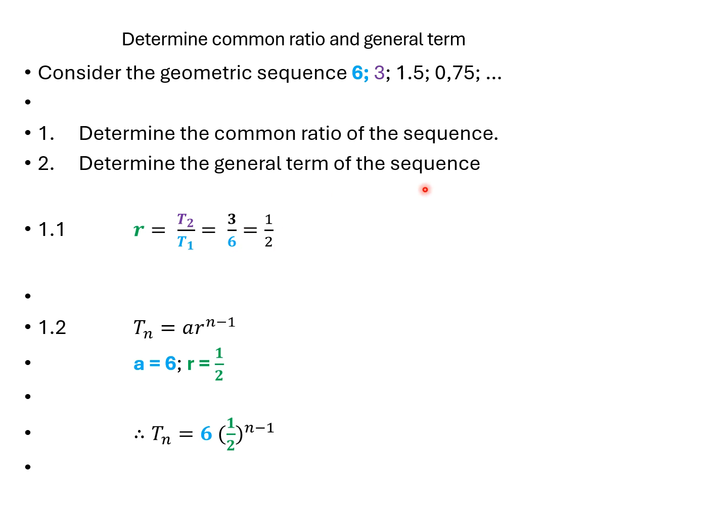Get the general term of the sequence. I need to know Tn equals A R to the power n minus 1. A being the first term there, 6, and R being 1 over 2. So in the place of A, 6, in the place of R, 1 over 2, n minus 1. There are situations where you can simplify this, but now we're just getting your general knowledge up to date. Alright, next slide.